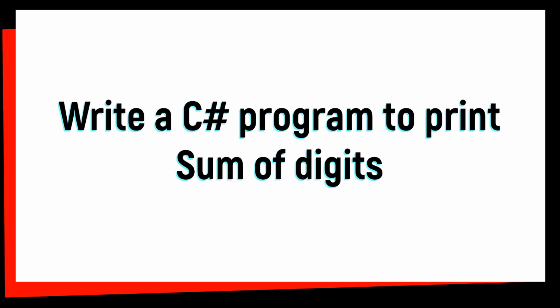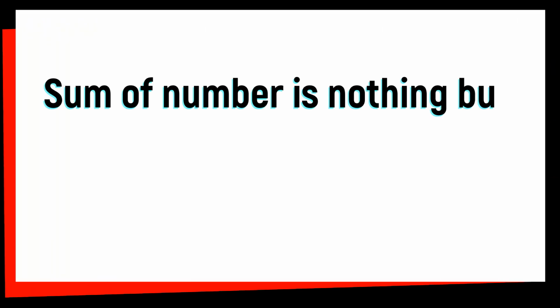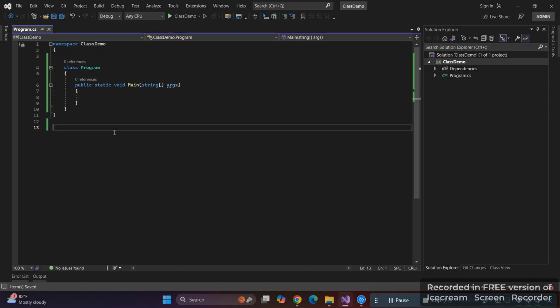Write a C# program to print the sum of digits. What does sum of digits mean? Sum of digits is nothing but the sum of all its digits. For example, if you are passing 1 5 2 as an example, then 1 plus 5 plus 2, which is nothing but 8. That is nothing but the sum of digits. Let's see programmatically how to find the sum of digits.